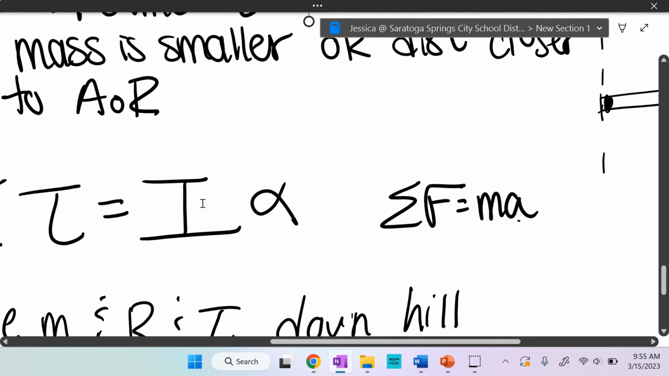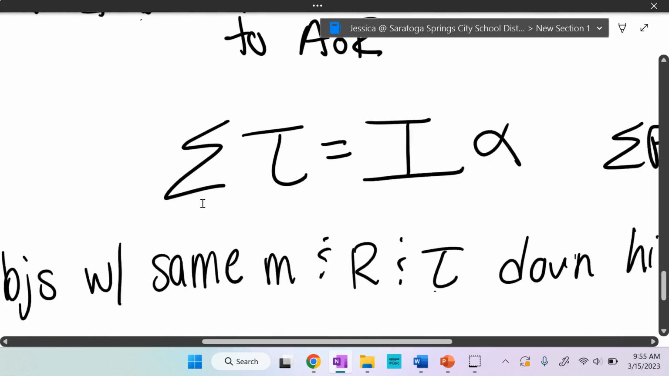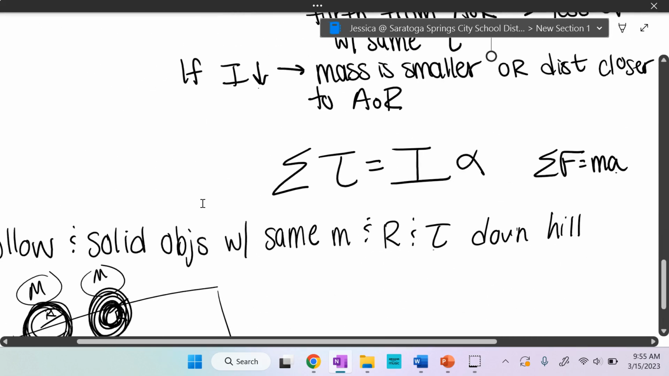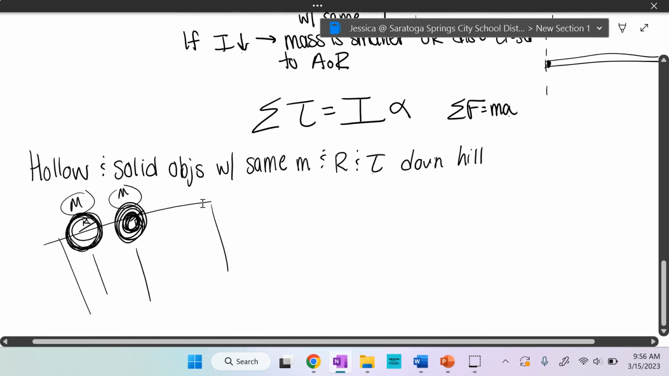Okay, so one thing we're going to do before we end this is I pose a question to you. Let's say that I have a solid and a hollow object with the same mass, same radius, and same torque going down a hill. So this is a hollow cylinder, we could call it a hoop, of mass m, radius r, and then this is a nice solid cylinder or disc of mass m and radius r, and I'm sending them down an incline, and I want to know which one lands first. They have the same torque.